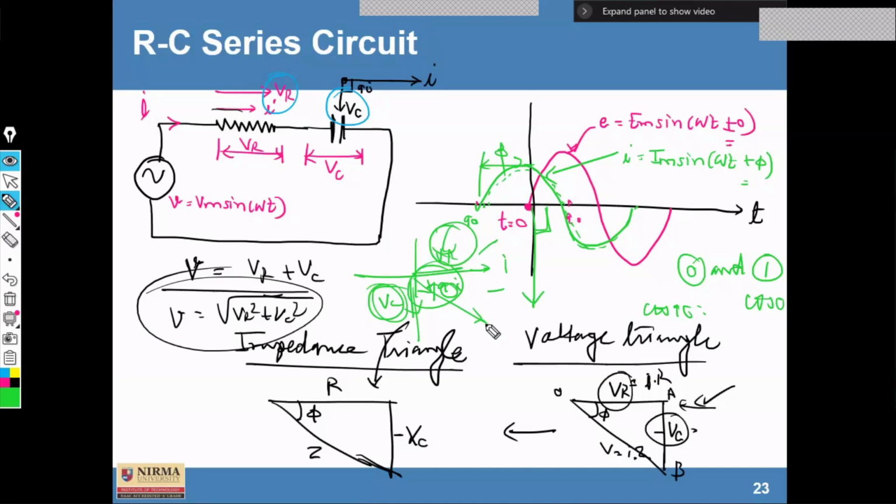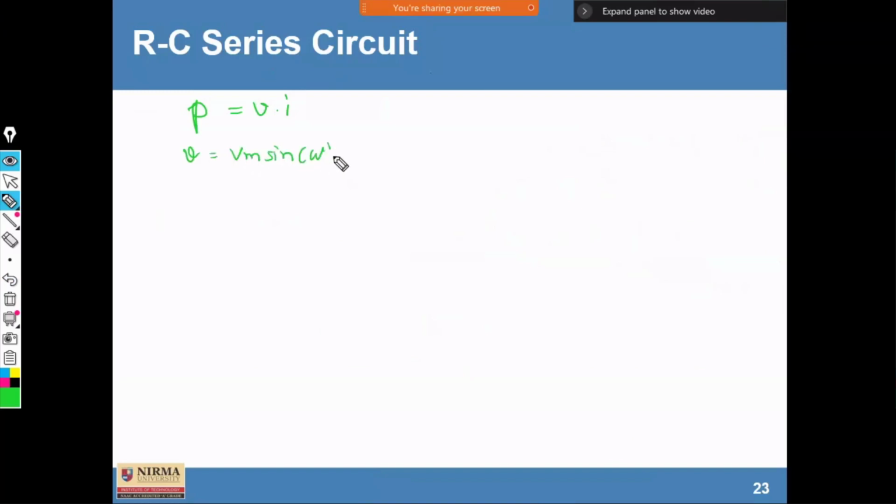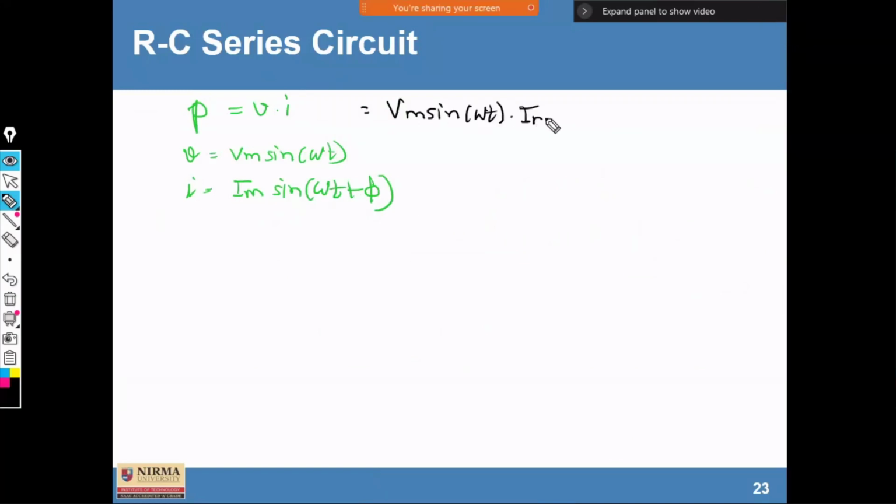Clear? Similarly, we can derive the equation of power. Power P is equal to V into I, and we know that V is equal to Vm sine omega t, and I is equal to Im sine omega t plus phi. If we take the multiplication, then we can derive the equation of power. So it is Vm sine omega t into Im sine omega t plus phi.